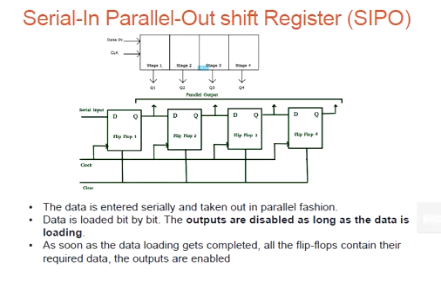This type of register is generally used in communication lines where demultiplexing of a data line into several parallel lines is required, because the main use of this register is converting serial data into parallel data output. With that, we will stop this lecture on the registers.